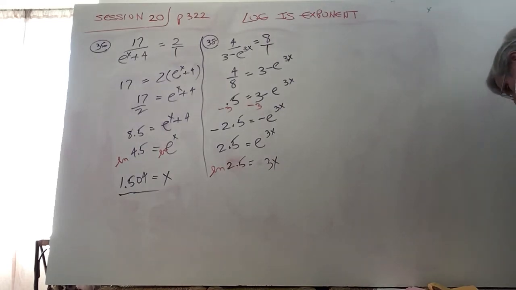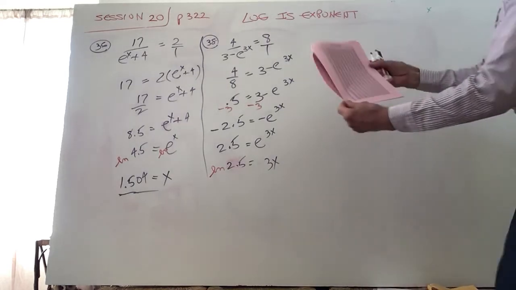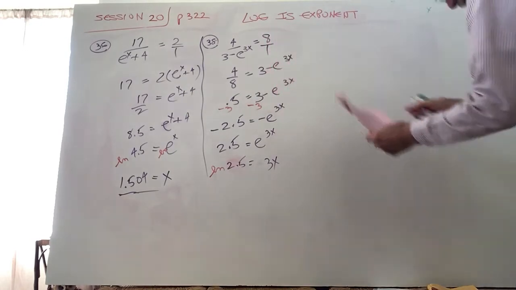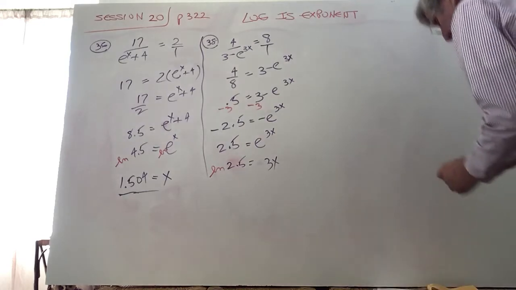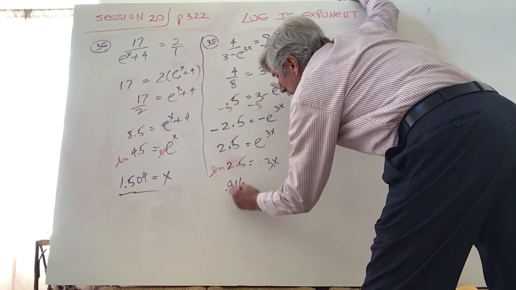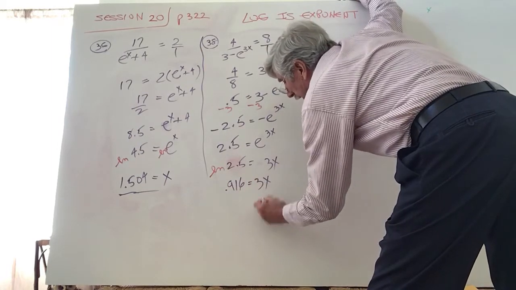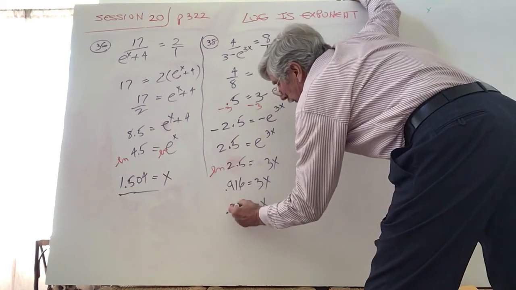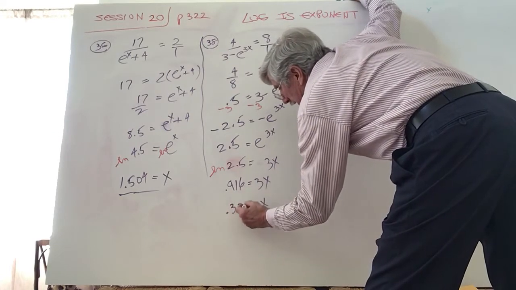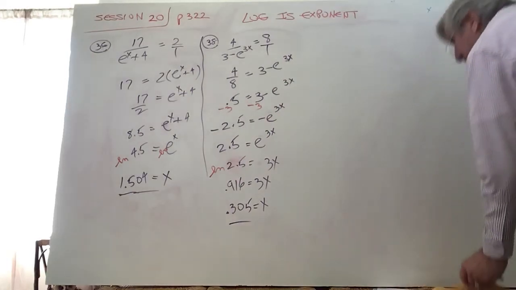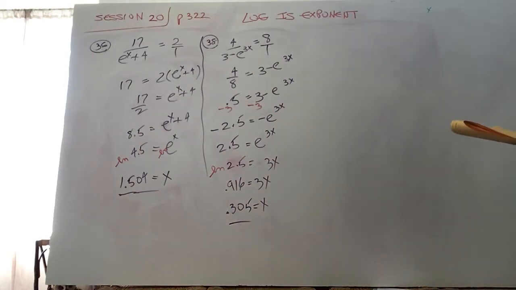Natural log of 2.5. Again, looking at our natural log table here, natural log of 2.5 is 0.916 on that one. So I'm going to say 0.916 equals 3x. And dividing by 3, kind of easy there. 3 and a 9, 3 times. 3 into 0, or 3 and 1, 0 times. 316 about 5 times. How about 0.305? Okay? Good answer for us then for number 38.